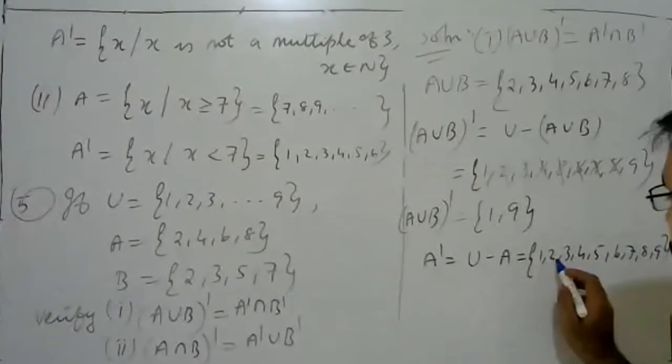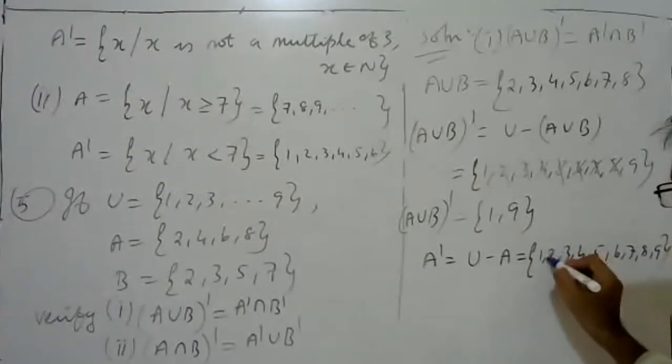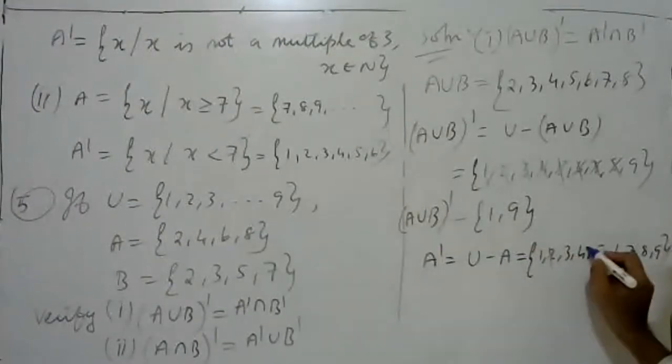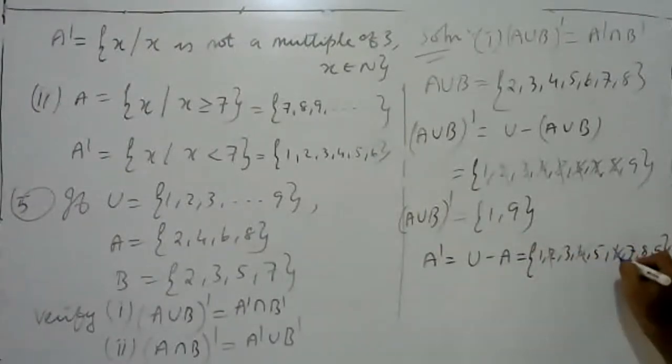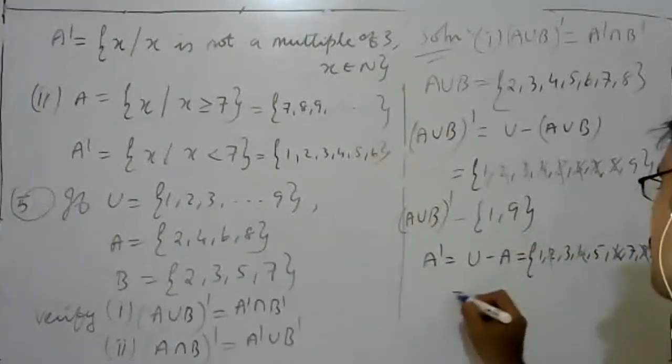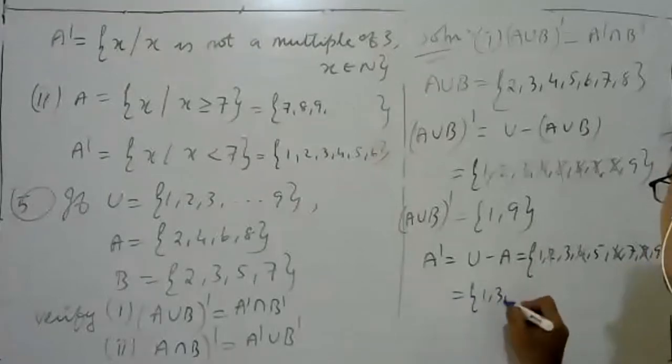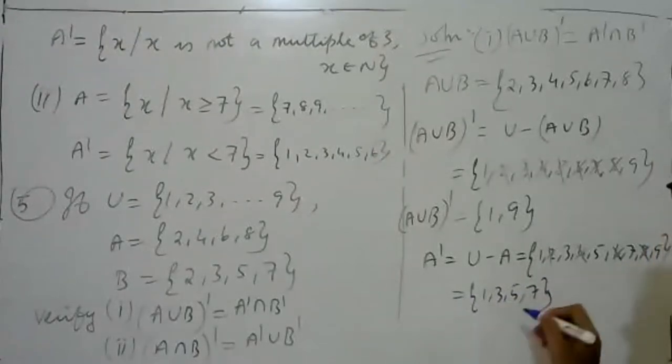Okay, and remove those elements present in A, remove that. 2 present in A, look at that. 4 present in A, remove that. 6 present in A, 8 present in A. So therefore, your A complement is 1, 3, 5, 7, and 9.